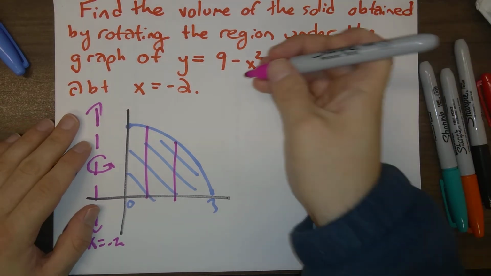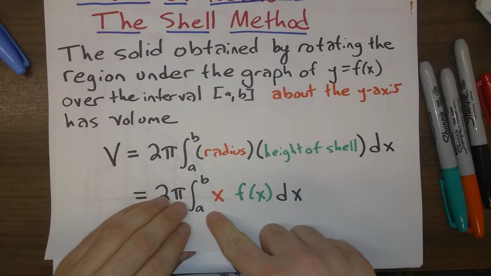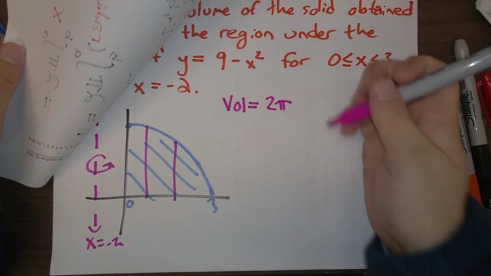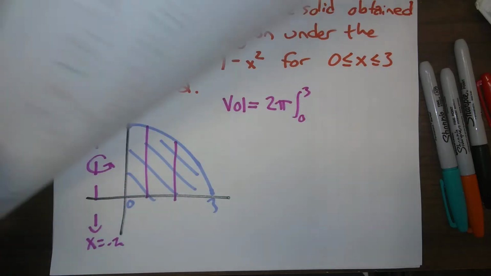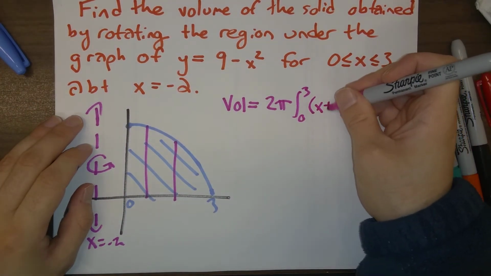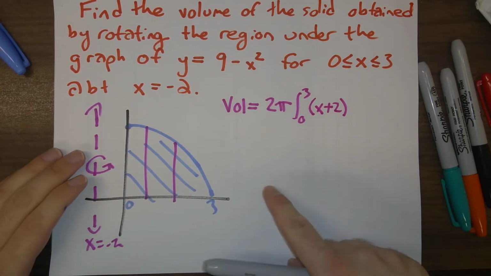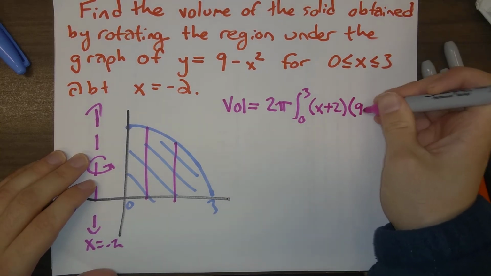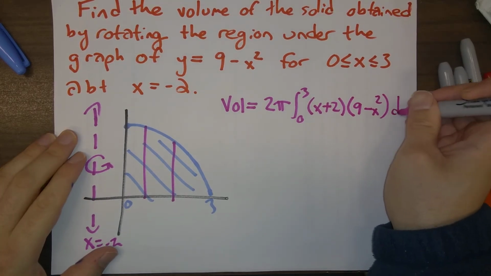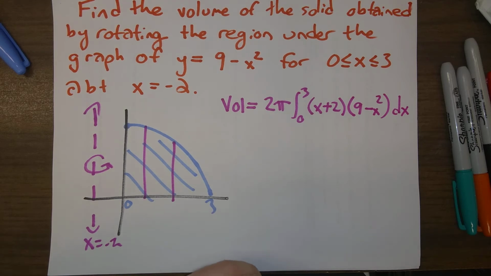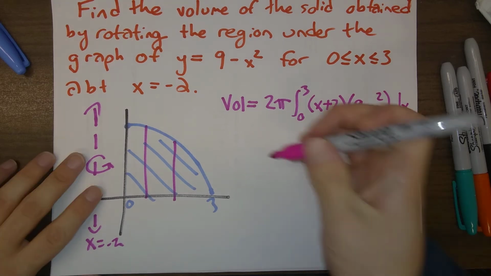So putting all of this together, our volume is 2 pi times the integral from a to b, and that's still going to be 0 to 3, the region that we're rotating. And then the big change here is that x is replaced with x plus 2. And then what else is going on here? The height of the shells, that's just 9 minus x squared. So this is the integral we have to evaluate.